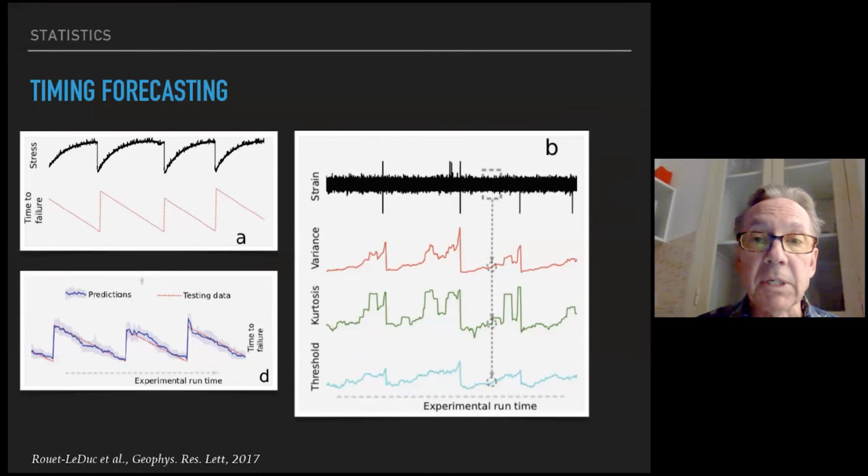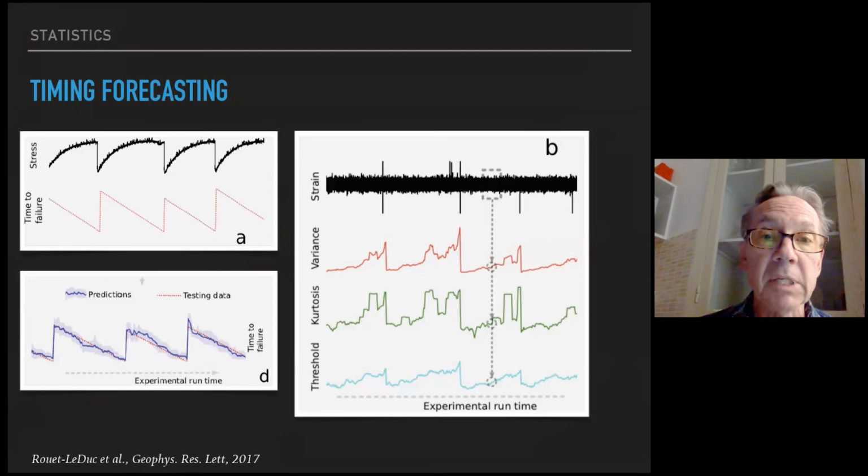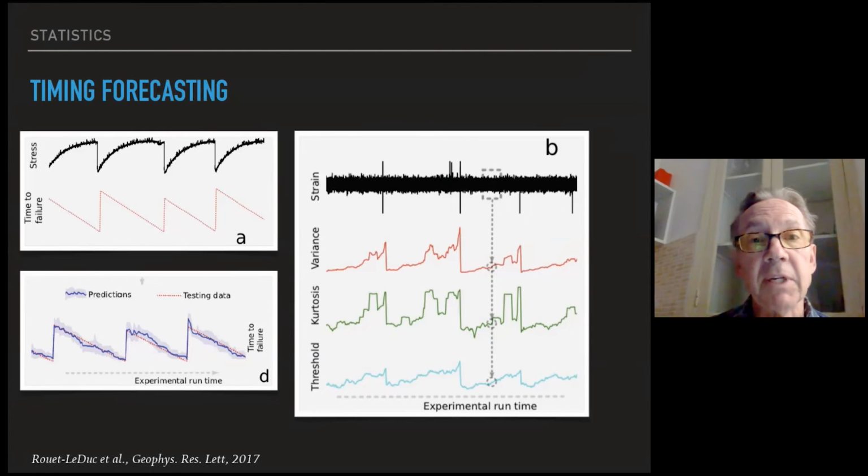So there's no magic here. It just turns out that there was information contained in these statistics that we just weren't aware of. We weren't looking at them. It didn't occur to me or us to look at the kurtosis or the variance, for example, of the acoustic emission signal. Had we done that, we would have known that there was information there, but it took the machine learning procedure to tell us this. There's also information contained in the signal regarding the time to failure, which is also quite remarkable.